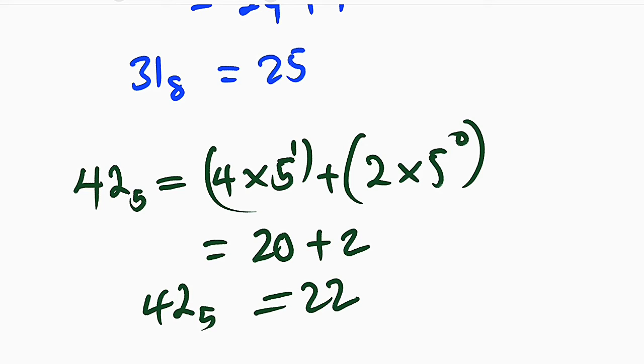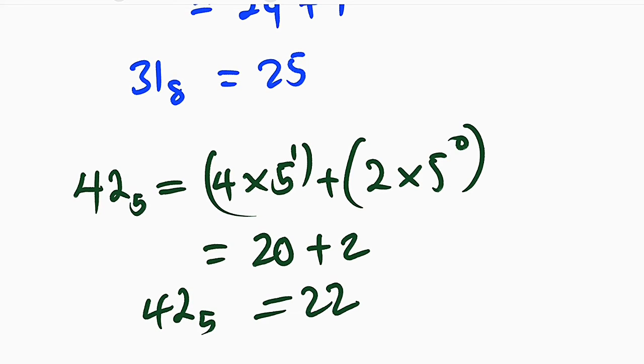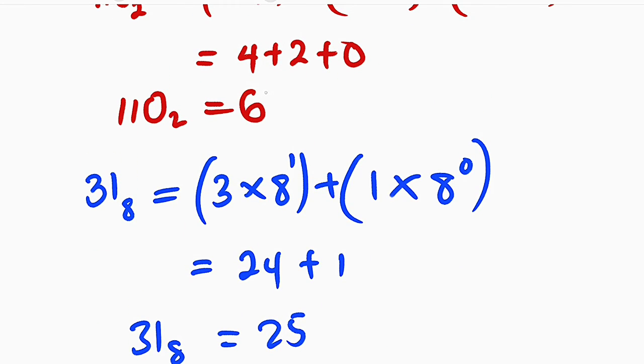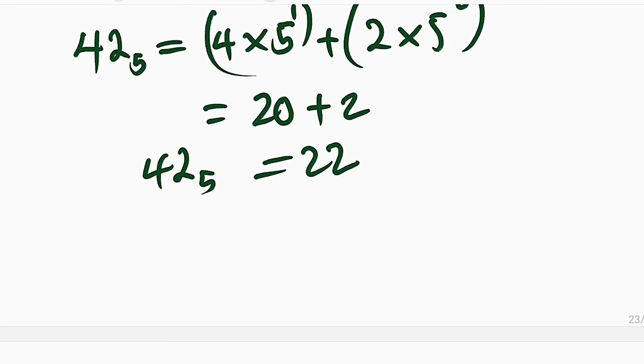So the question is, which one is the smallest number here? We have 22, we have 25, and we have 6. And hence, 6 is the smallest number, and they say we should arrange it in ascending order. We are going to begin with the smallest one. Therefore, 110 in base 2 is the smallest.